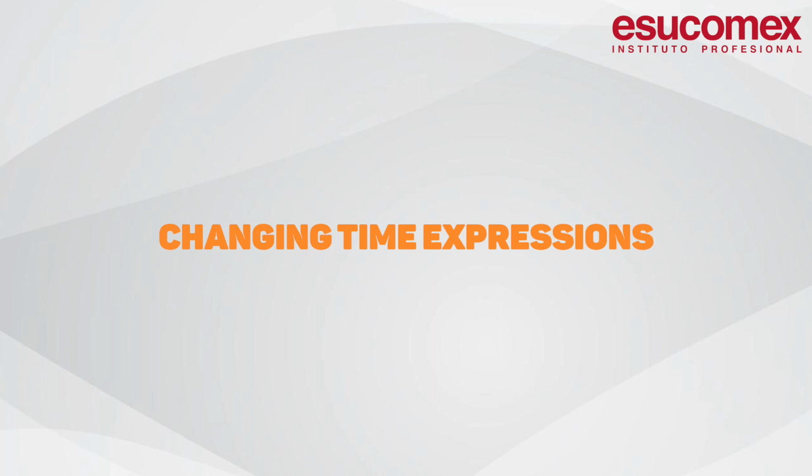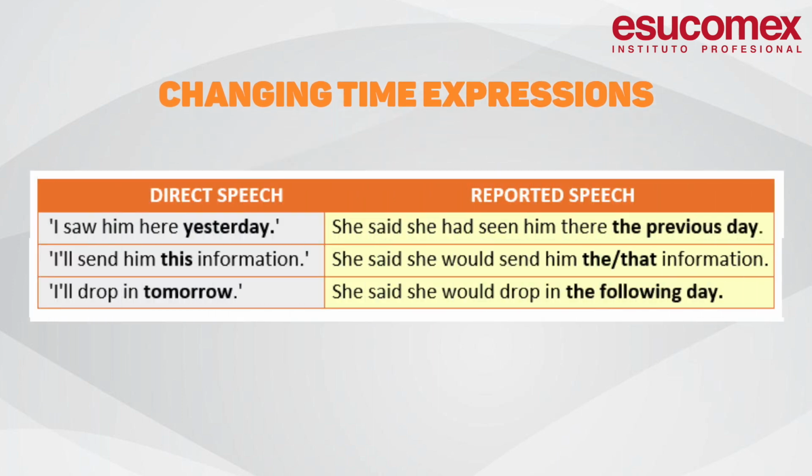Changing time expressions. When we use reported speech, it is sometimes necessary to change the time expressions because the times of speaking have changed. Look at the examples. In direct speech, the sentence, "I saw him here yesterday," in reported speech changes to, she said she had seen him there the previous day. Here we can see that the word yesterday changed to the previous day.